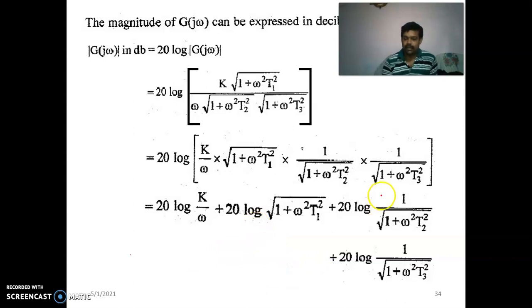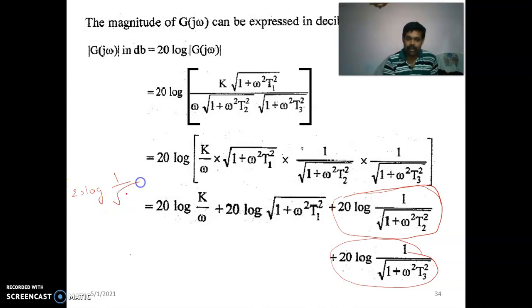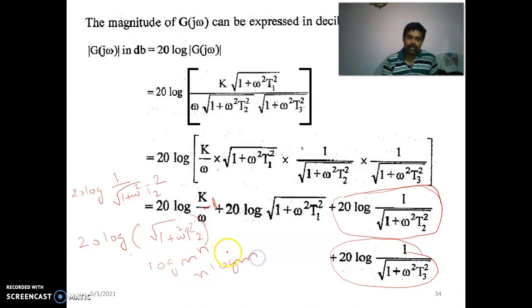Once again I will tell. Two terms are similar, but first I am taking this term: 20 log 1 divided by root of 1 plus omega square t2 square. This can be written as 20 log of root of 1 plus omega square t2 square, whole power minus 1. So this is of the form log m to the power n, which can be written as n log m. So this minus 1 will be coming here, and we get 20 log root of 1 plus omega square t2 square.